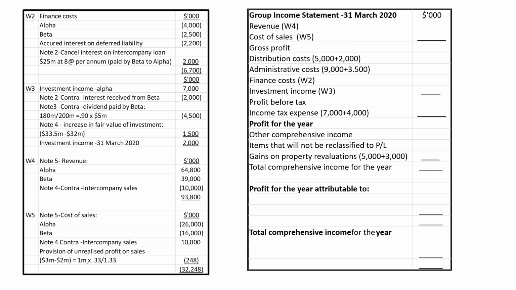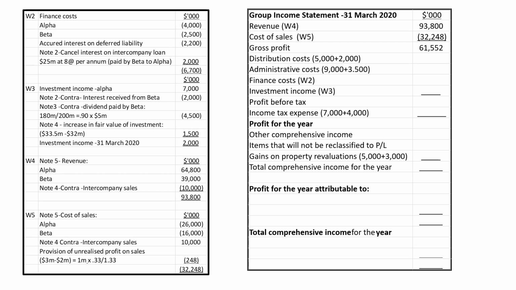Right, as we have now completed the working, we're in a position now to prepare the group income statement. The first item on the group income statement is revenue, and we look to working 4, and that shows us an adjusted figure of 93.8 million. The cost of sales is also worked out in working 5, and that shows an adjusted figure of 32.248 million. The gross profit is the difference, which is 61.552 million.